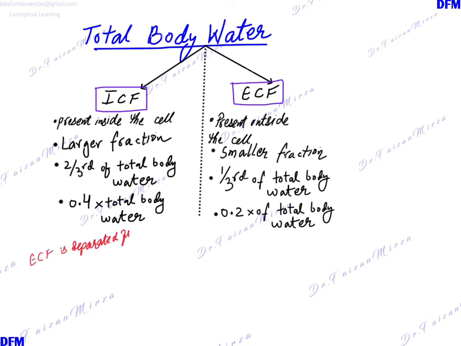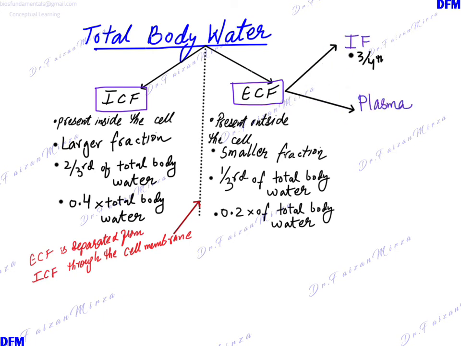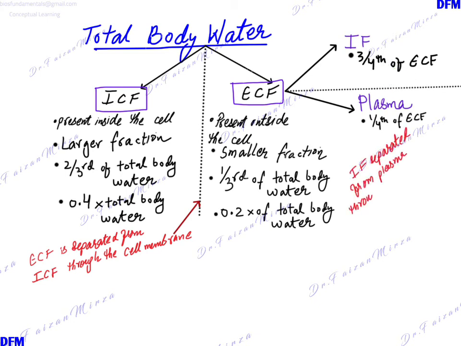ECF and ICF are separated by a layer, which you can probably recall. This is simply the cell membrane. The cell membrane separates ICF from ECF. ECF is then further divided into two categories: interstitial fluid and plasma. Interstitial fluid is the larger fraction, 3/4 of ECF, and plasma is the smaller fraction, 1/4 of ECF. Interstitial fluid is separated from plasma through the capillary membrane, because you know that plasma leaks out of the capillary to form interstitial fluid.